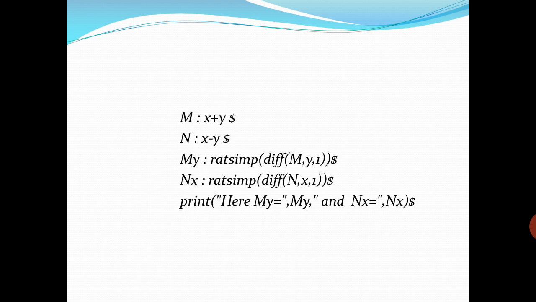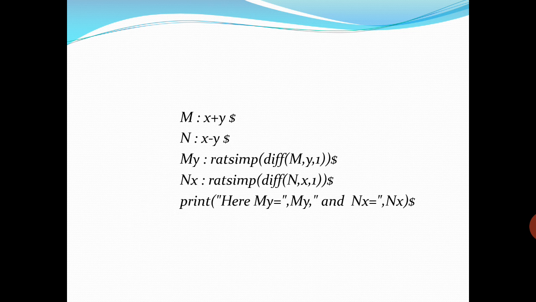My means first order partial derivative of M with respect to y is equal to ratsimp of diff of M comma y comma 1, close the brackets, put the dollar symbol lastly. This is nothing but rationalized simplification of differentiation of M with respect to y one time. That is, we have to calculate del M by del y. We write like this, My means del M by del y.